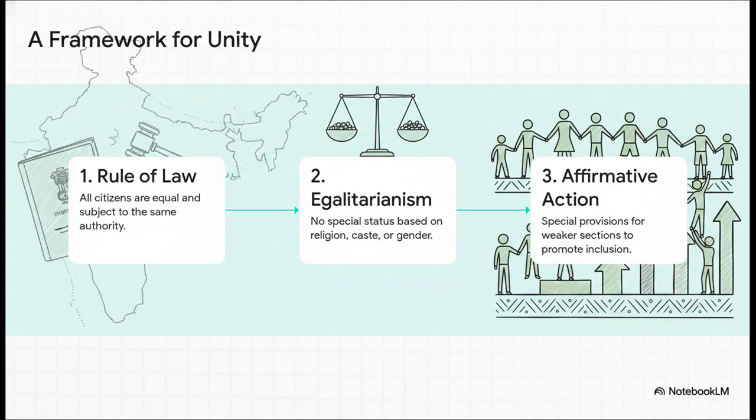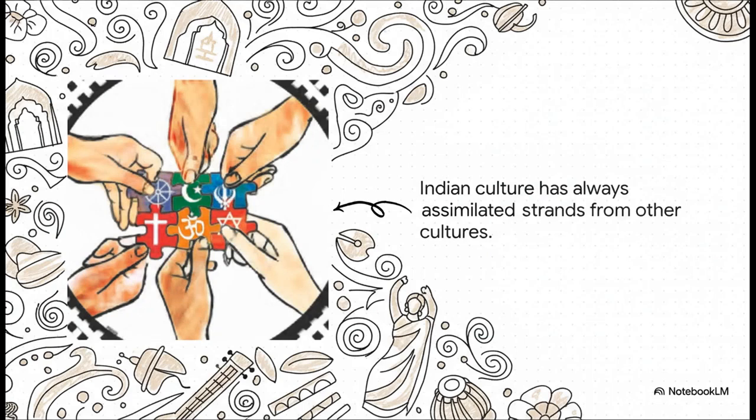Now, the real political glue holding everything together is the Constitution of India. It's so crucial. It establishes a single rule of law for every single citizen, and it promotes an ideology where everyone is supposed to be equal. And through policies like affirmative action, it actively tries to include marginalized communities, providing one common legal and political framework for everybody.